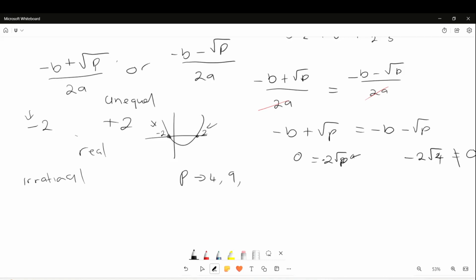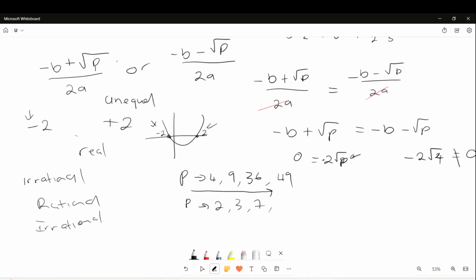What's the other perfect square? In that case, like 36 and 49 and all that stuff, right? So if p is a perfect square, then the roots are rational. But if you get that p is not a perfect square, like if you get 2, 3, 7 and all that, then that would be irrational in that case. So it depends on the value of p.